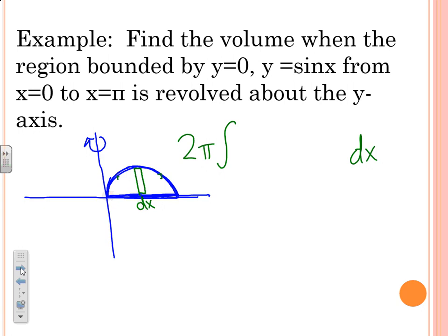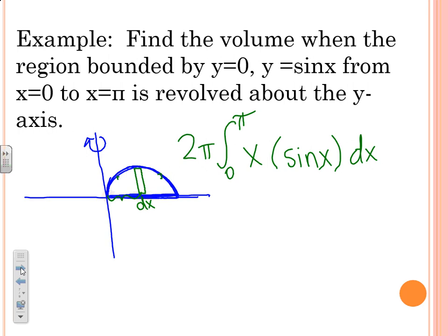Okay? Our radius. How far away are our rectangles from the y-axis? x. Then we have to think about what are the heights of each of our rectangles. Top minus bottom, what are the heights? And then our limits of integration, 0 to pi. They give that to us, right?